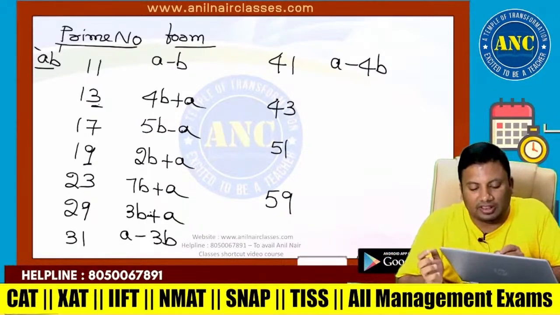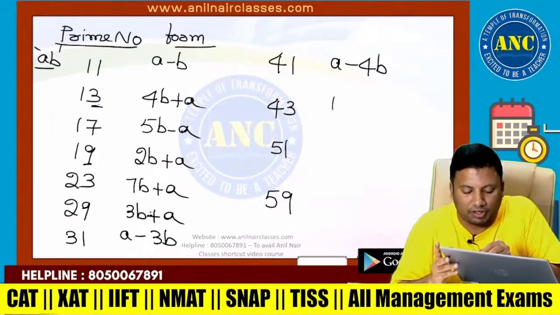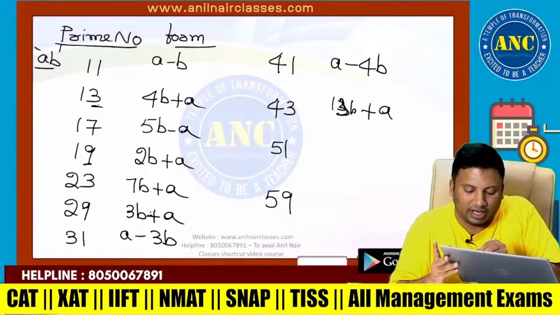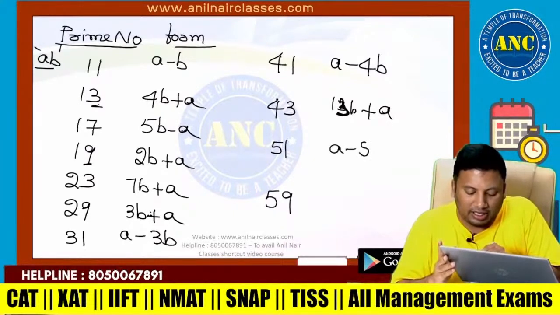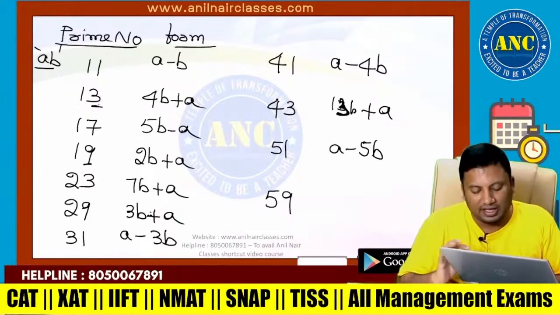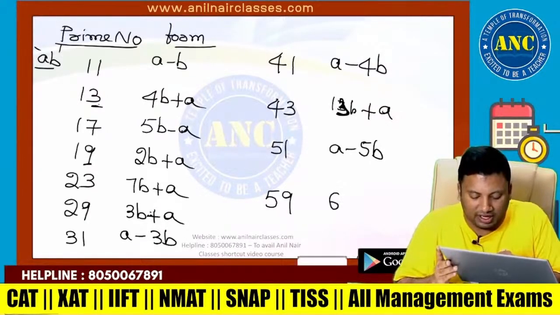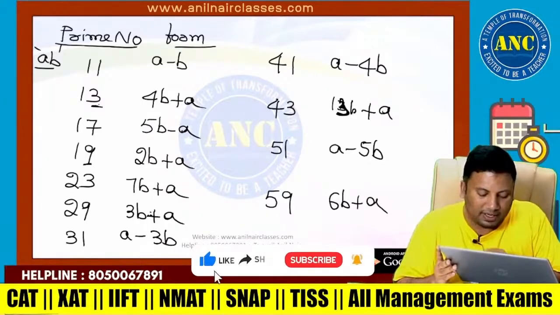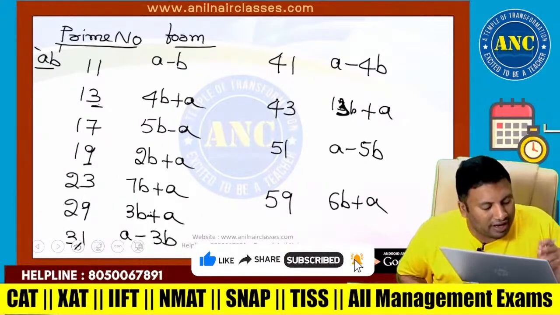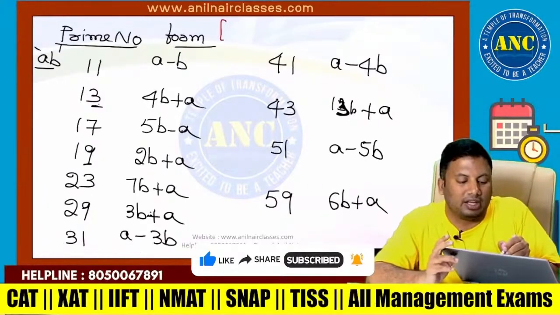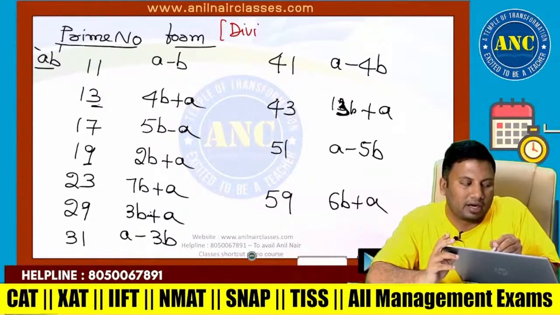Now, 3 13s are 39 plus 4. These are nothing but 13b plus a. 13 into 3, 39 plus 4. These are nothing but a minus 5b. These are nothing but 5, 9 6s are 54 plus 5. This is 6b plus a.